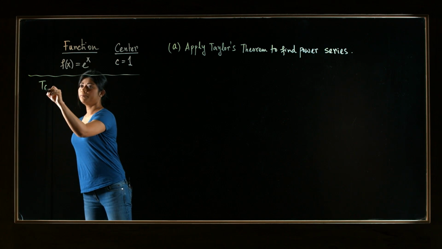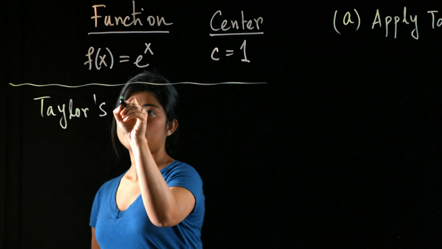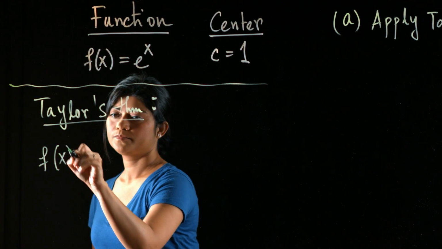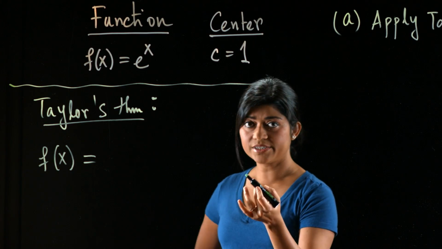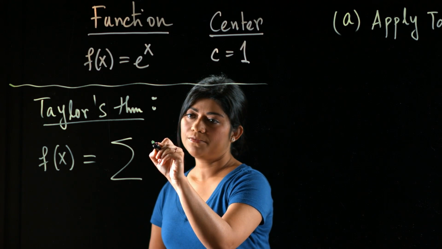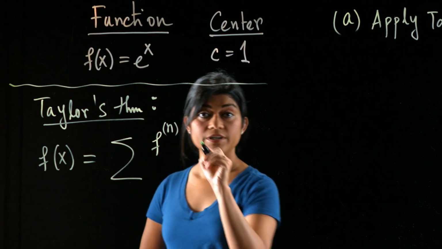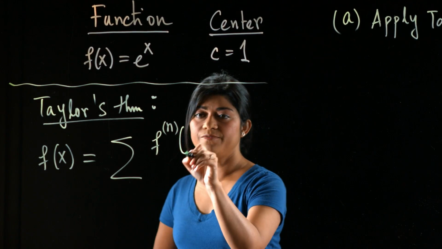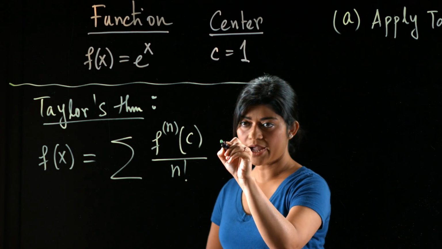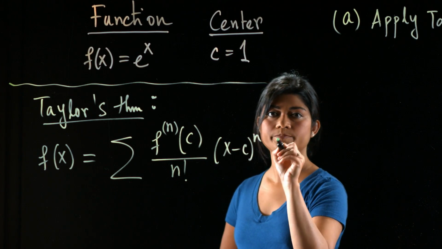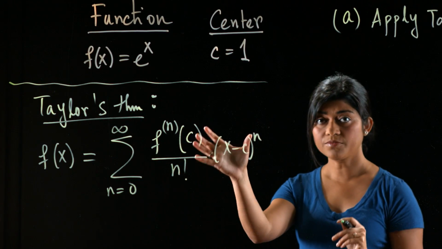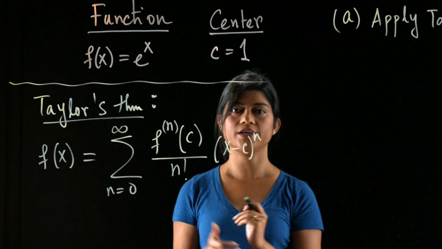Taylor's theorem says that a function can be represented by a power series, and the series has this form. You will have the nth derivative of the function evaluated at the center c, divided by n factorial, times x minus c to the n, with n from 0 to infinity. So this is the form of the power series for the function f using Taylor's theorem.